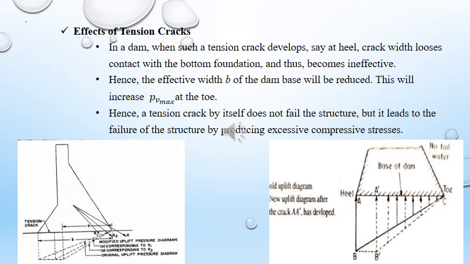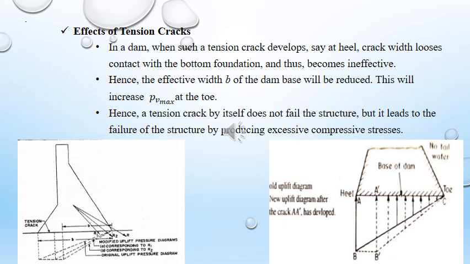If e is more than B by 6, then tension is developed at the heel, and tension cracks will develop at the heel. So, what is the effect of these tension cracks? Since concrete cannot resist tension, cracks develop at the heel, which modifies the uplift pressure diagram. Due to the tension cracks, the uplift pressure increases in magnitude and the net downward vertical force is reduced.